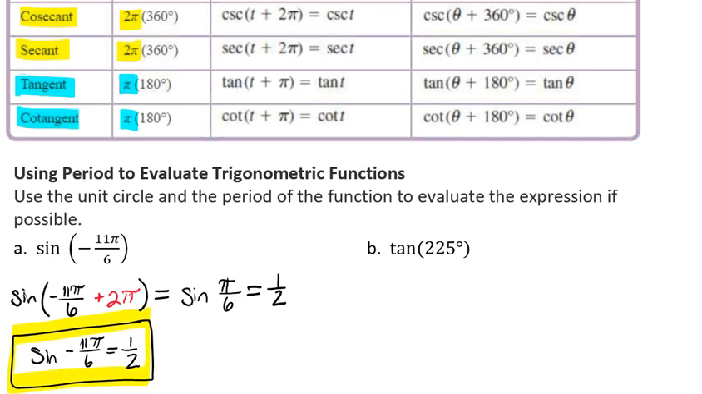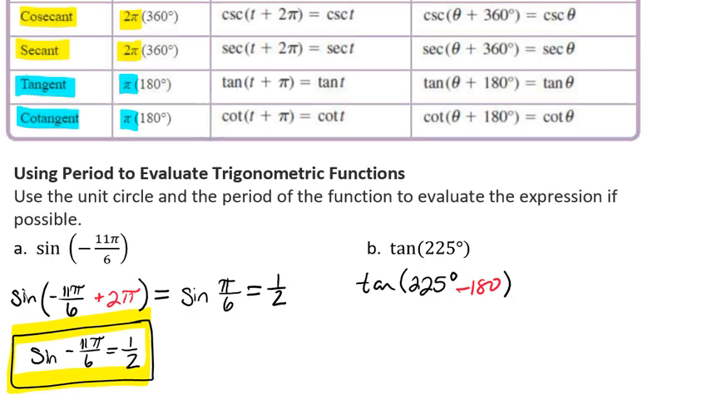Now the second one that we're going to look at is the tangent of 225 degrees. So we're going to use this property right here. So the tangent of 225 degrees, and we're using degrees, so we're going to use that 180. But we're not going to add it. We're going to subtract it. Why are we going to subtract it?